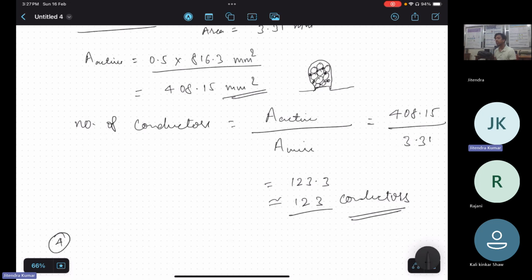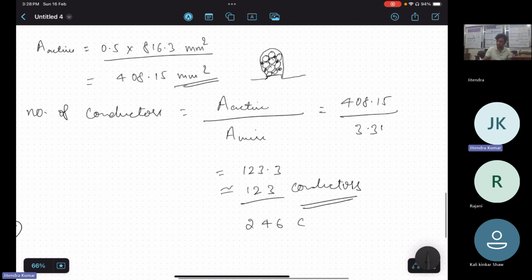We do one turn like this. When we do one turn, it has two conductors. We are unable to do a half turn, so we can do only full turns. Okay, I got it. So one conductor in a slot and the other 123 conductors in the other slot, so total 246 conductors.